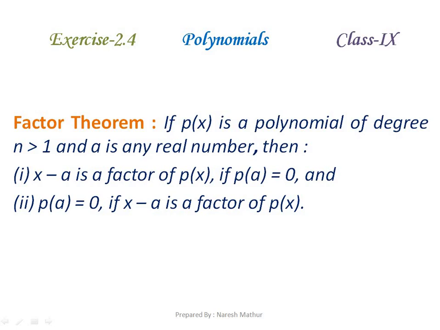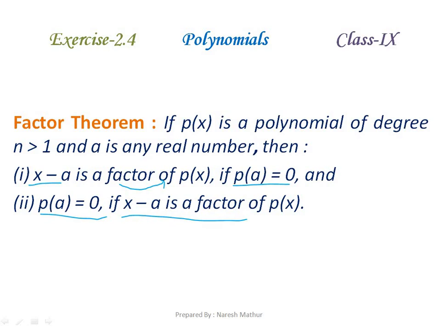Let's just revise it. Factor theorem says that if p of x is a polynomial of degree n which is greater than 1 and a is any real number, then it means if we are dividing any polynomial by any linear polynomial, then if remainder is 0, if p of a equals 0, then x minus a will be called a factor of polynomial p of x. And similarly, if x minus a is already given as a factor of p of x, then we can write directly p of a equals 0.